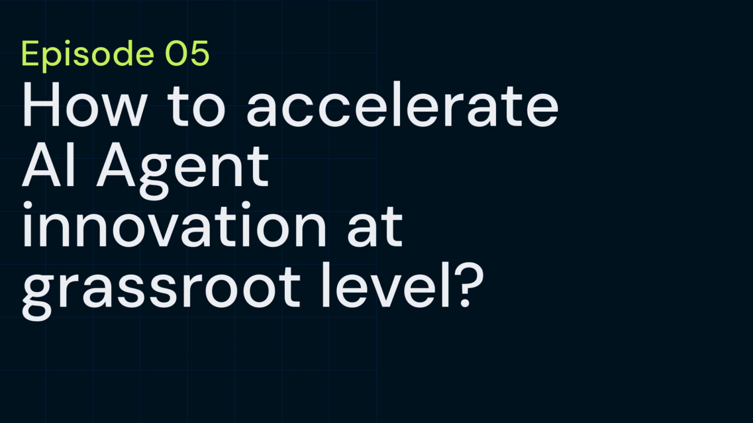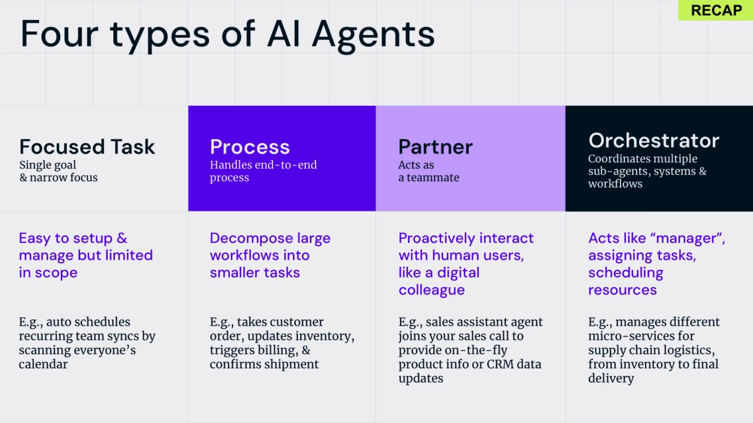So let's begin with where we left off on agentic archetypes and holistic enterprise AI capabilities. All right. So we identified four main types of AI agents, each designed to serve different purposes.